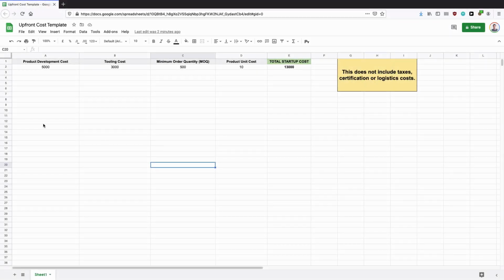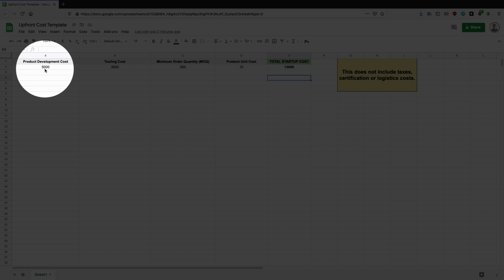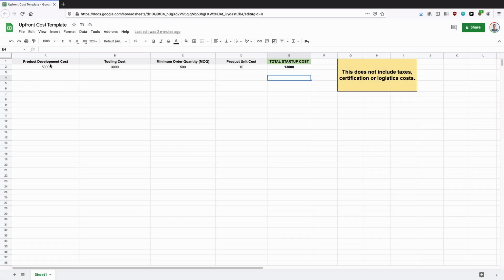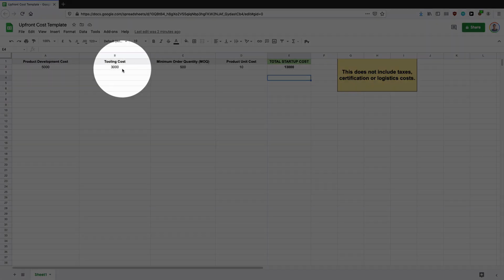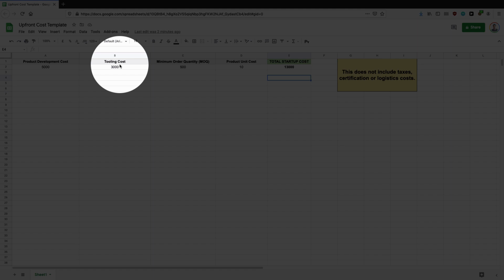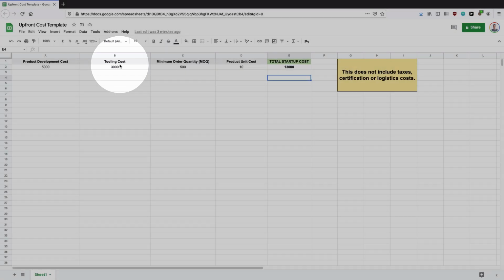Now let's take a look at the template that is attached with this week's lesson and calculate a ballpark figure for approximately how much money we need to get to a first batch of products. So this includes the tooling cost, the development cost, and then the cost for actually creating that first batch. So let's go through these columns one by one. Now the first one is the product development cost, and that is what you pay your freelancers to develop your product. Then we have the tooling cost, which is the injection mold, for example, or whatever other tooling your manufacturer needs to get started.